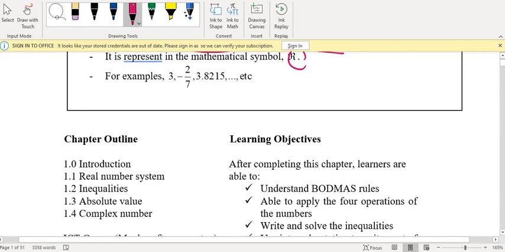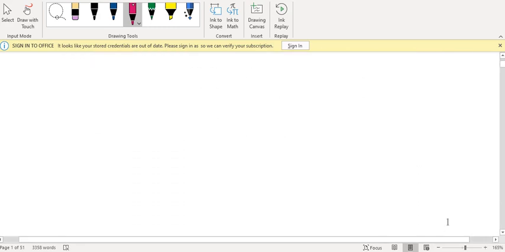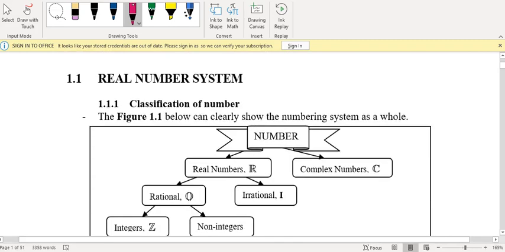Let me share with you the chapter's outline for the whole topics involved. So we will have the introduction. For this video, I will only share with you what the real number system is. For the rest, inequalities, absolutes, and complex numbers, I will discuss with you respectively in different videos. Is that okay? So let's start. What is the real number system?